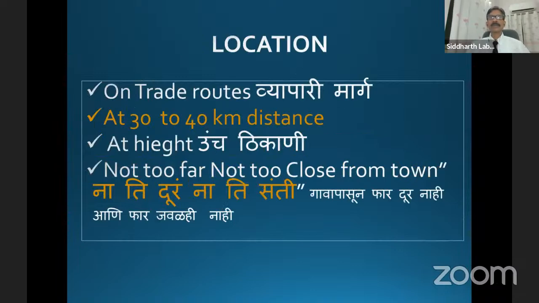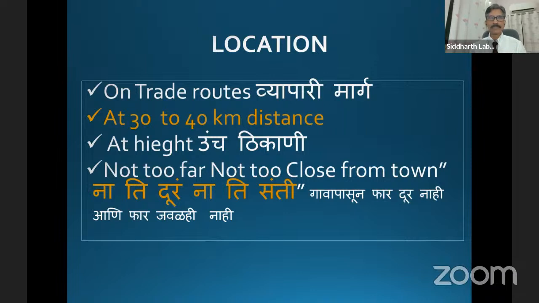So where are the locations? Mainly on the trade routes, that is Vyapari Marga. The distance between two rock cut architectures is about 30 to 40 kilometers. Why 30 to 40 kilometers? Because at that time the traveling distance of a person in conventional vehicles like bullock carts or on foot was about 30 to 40 kilometers in a day.